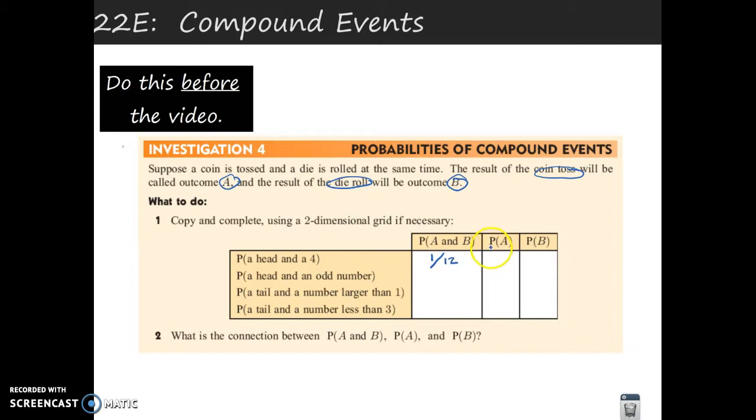And then what they're asking for here, P of A, that's the probability of just the first event, so just a head on the coin toss. Well, there's a 1/2 chance of that occurring. P of B would be the probability of a 4 on the die roll. There's a 1 in 6 chance of that occurring, because 1 in 6 of the die outcomes would be a 4. So pause the video, fill in the rest of this table, and then answer question number 2.